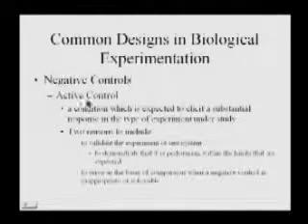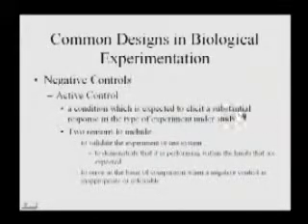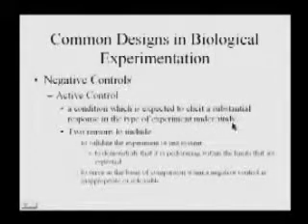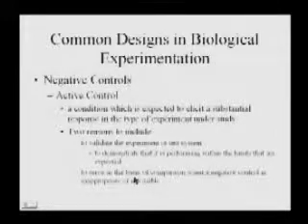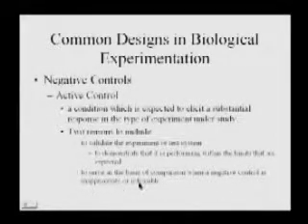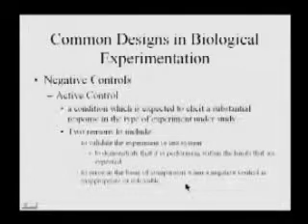Negative controls could also include an active control, so a condition which is expected to elicit a substantial response in the type of experiment under study. There are two reasons for including this: to validate the experiment or the test system, and to demonstrate that it is performing within the limits that are expected. So we're obviously controlling bias with this approach. Is our system calibrated, basically? And it serves as the basis for comparison when a negative control is inappropriate or infeasible.